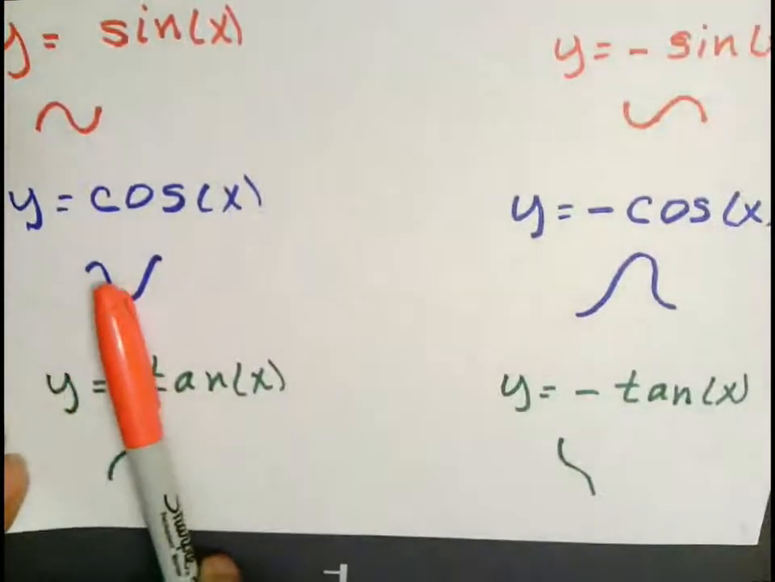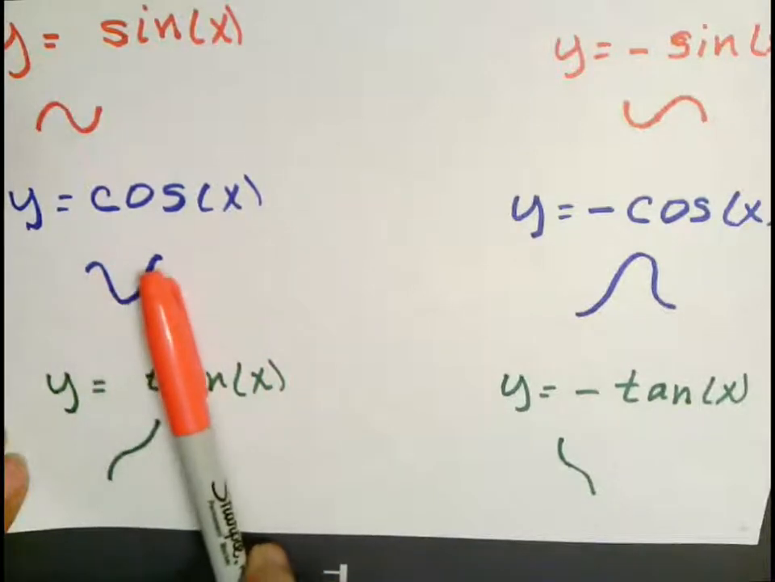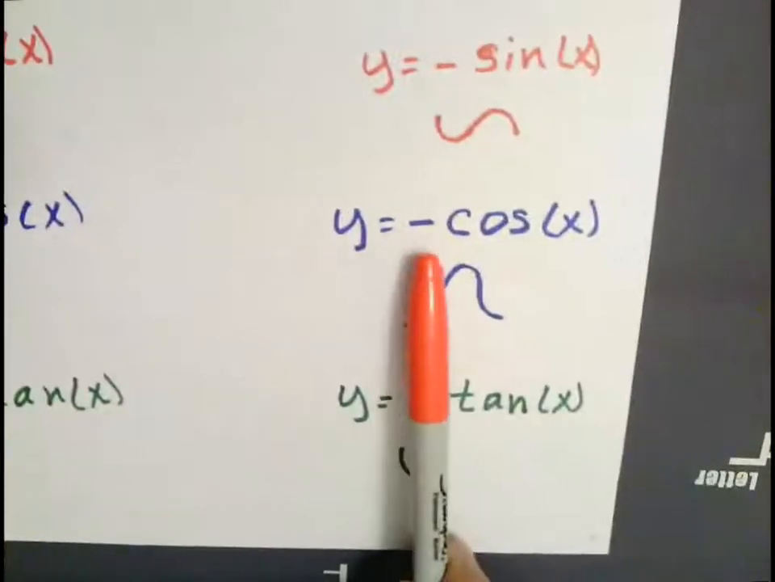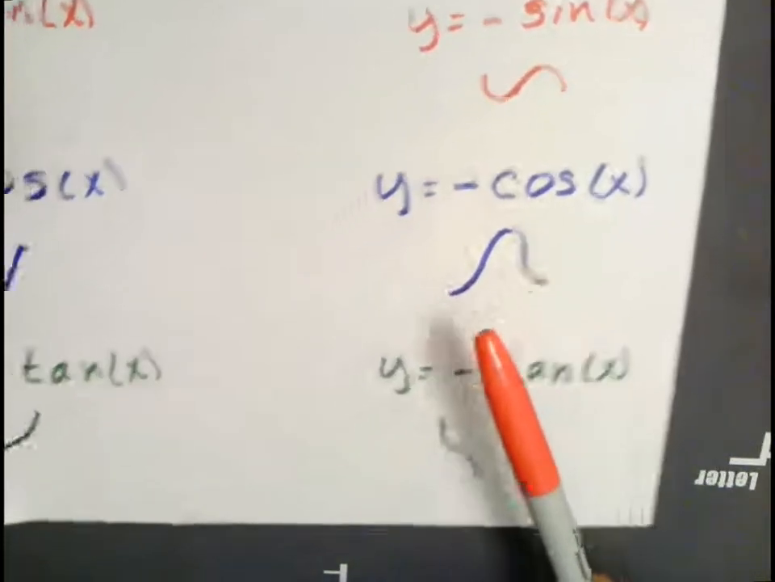Also for cosine of x, you see it's sort of like this, but then you do the reflection where the a is a negative 1. You see it's turned upside down, reflection through the x-axis.